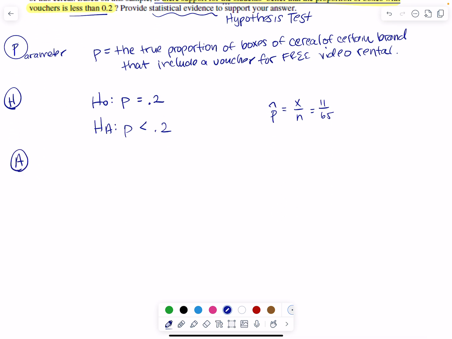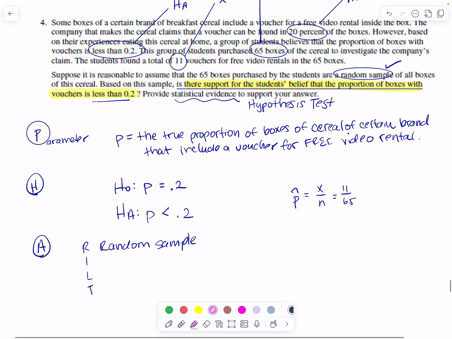Okay, my assumptions and conditions. Now that's what I call my RILT, right? And my RILT is, it says a random sample, so I'll just put random sample. You can do this. This is kind of nice. Reasonable to assume, you could say reasonable to assume, and you could just quote that right there. I just write random sample as given, or you can put a quote and just show that it's given. And then remember, my independence rule is going to be, my independence and 10% are going to be connected to each other.